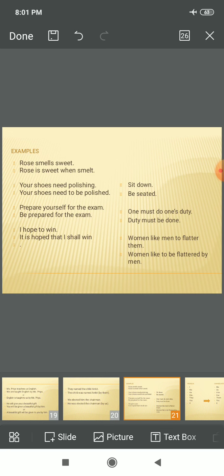Duty must be done. Very simple. Women like men to flatter them. Right? A bitter truth. Women like to be flattered by men. Right? So I hope that's also clear.